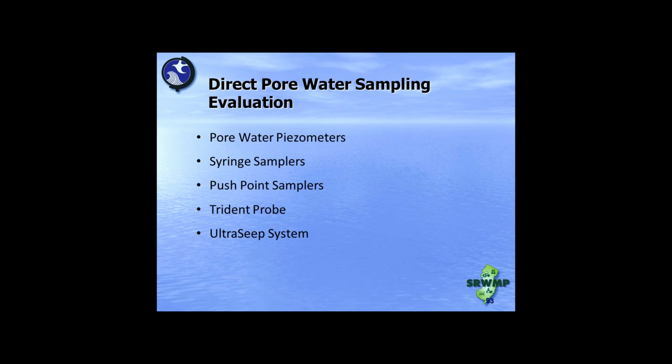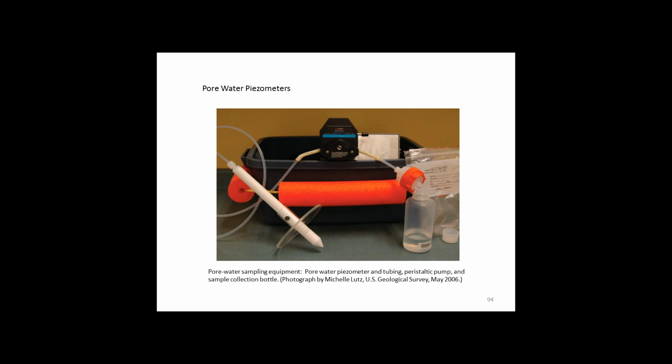Then we have the direct pore water sampling equipment. There are 5 systems. This is a pore water piezometer. The white probe is inserted down into the sediment. Tubing is attached to the upper end. It's run through a peristaltic pump, and the sediment pore water is collected in the sample bottle and then sent to the lab for analysis.